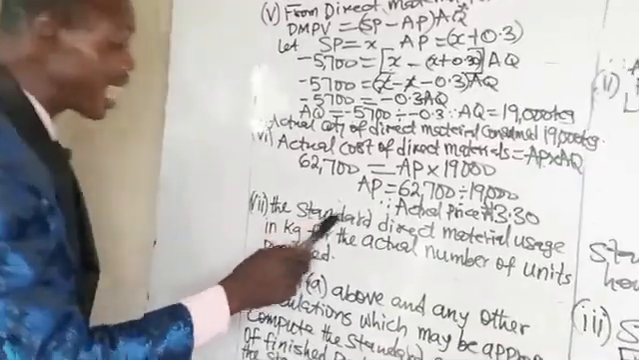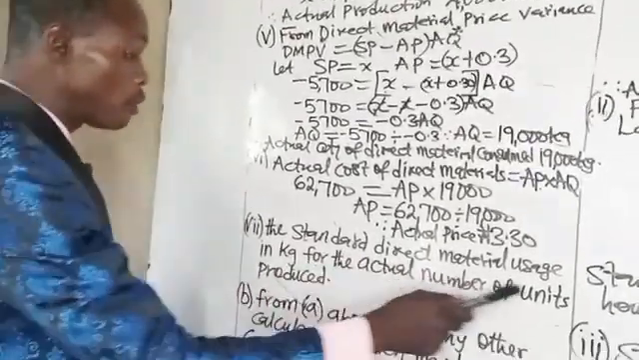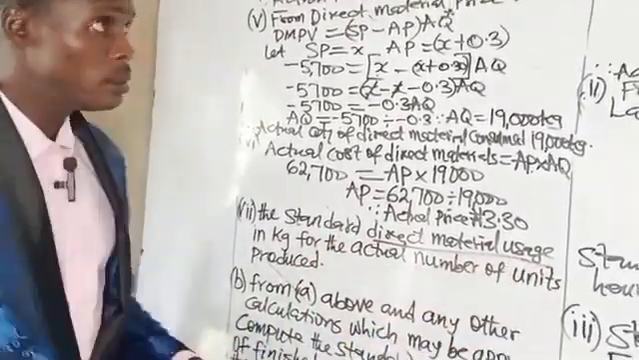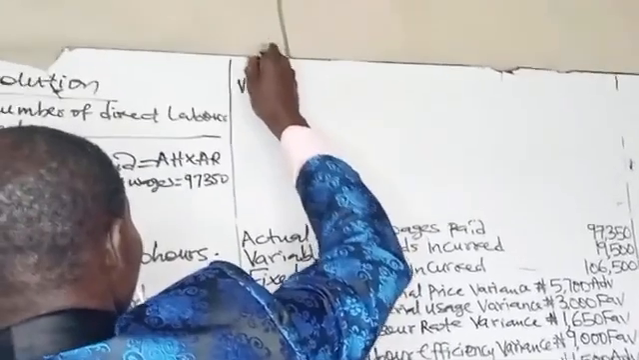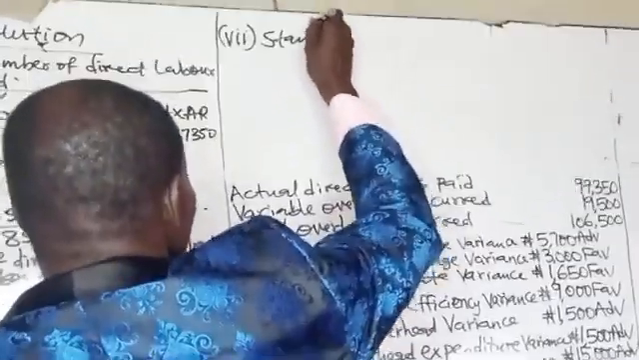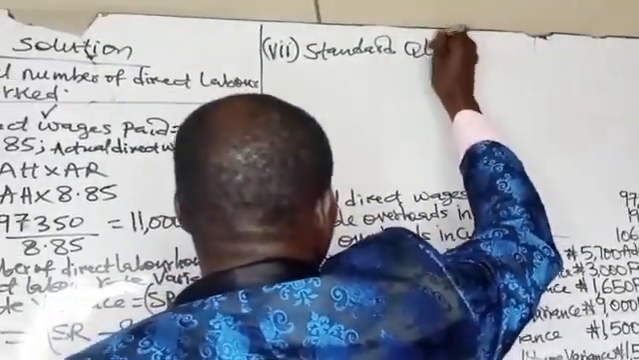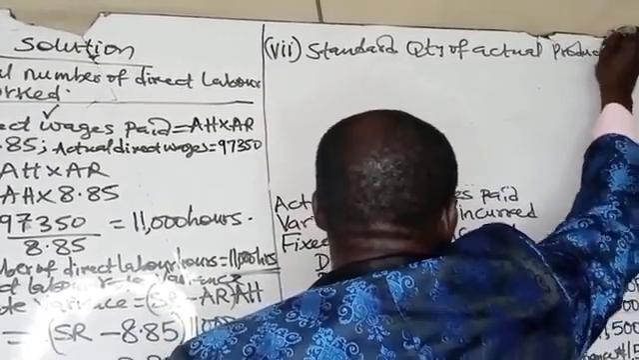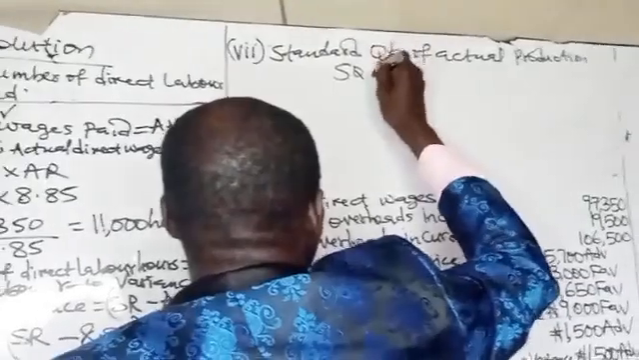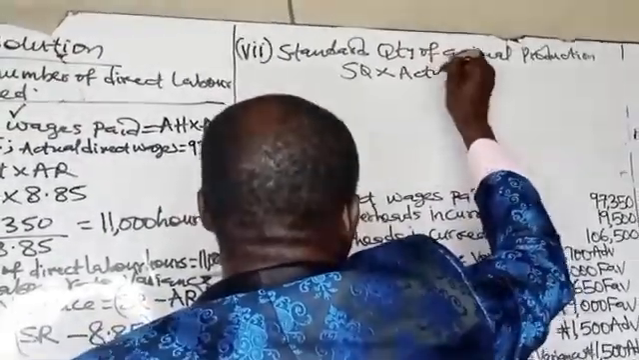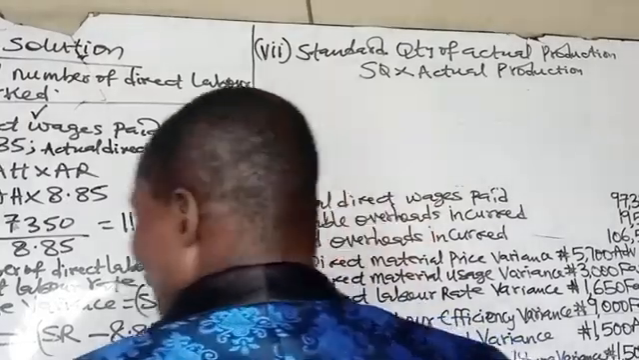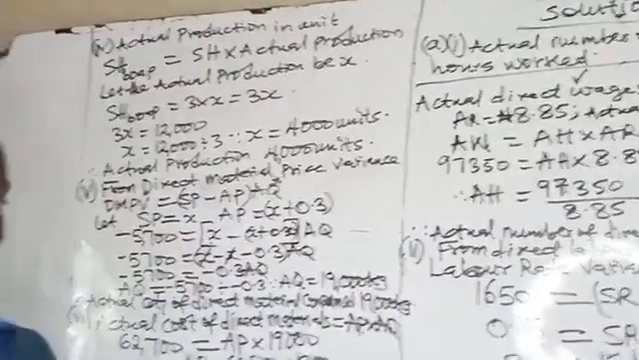Number 7, you have to determine the standard direct material usage in kg for the actual number of units produced. That is the standard quantity based on actual production. So you want to determine the standard quantity of actual production. That is what is required, which is standard quantity times actual production. That is the requirement in 7. And how much is the standard quantity? I think that has been determined.